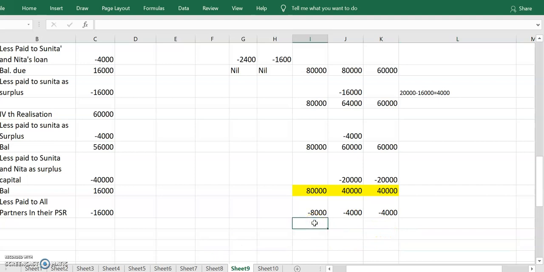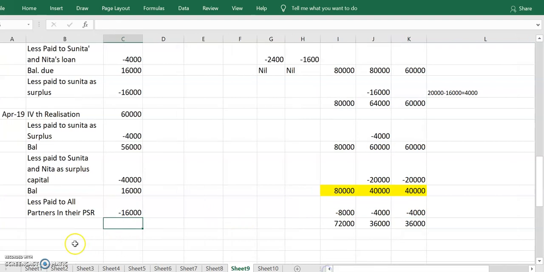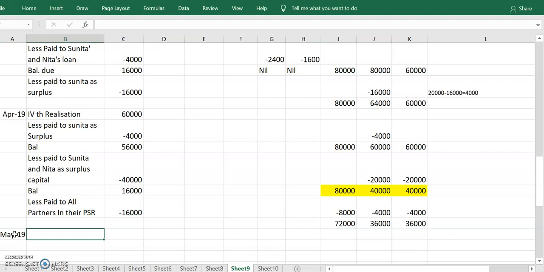So 80,000 minus 8,000, that will be 72,000 remaining. Then 36,000 for Sunita, then 36,000 for Nita. So there is no cash balance present here. So we have to start with March, April, May. There may be last realization, fifth realization, as well.